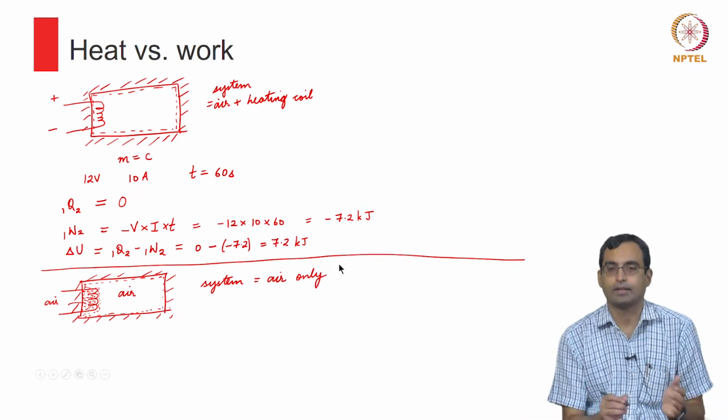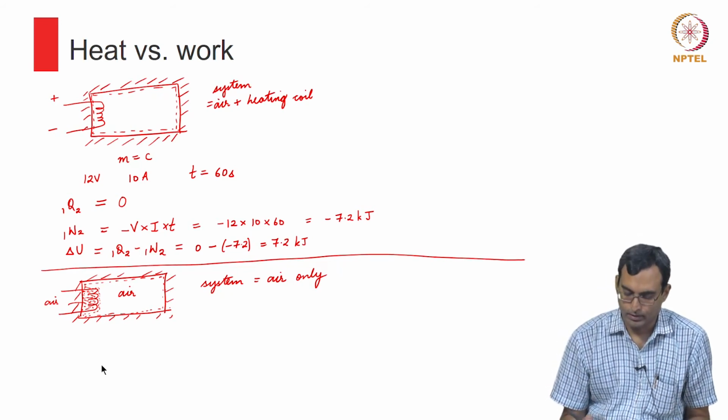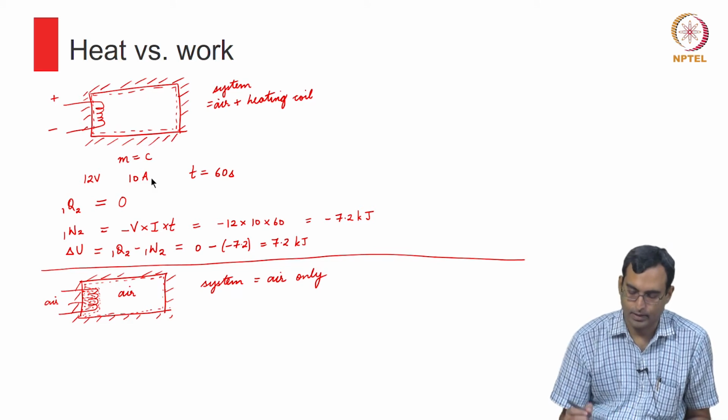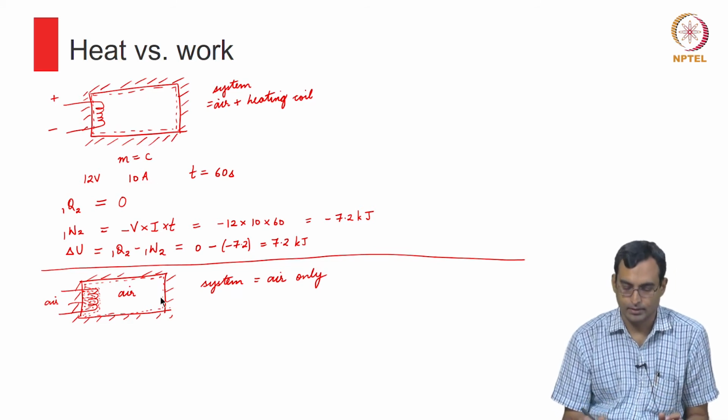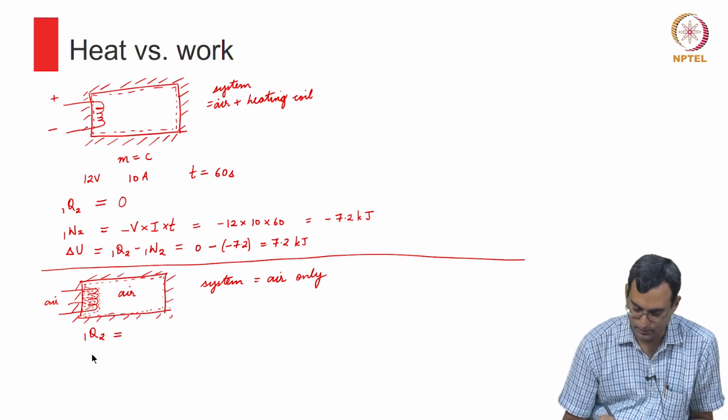So, the heating coil is external to my system. My system contains only the air. So, the values of current and voltage are the same, the mass is still constant. What I can now try to do is find out all of these.